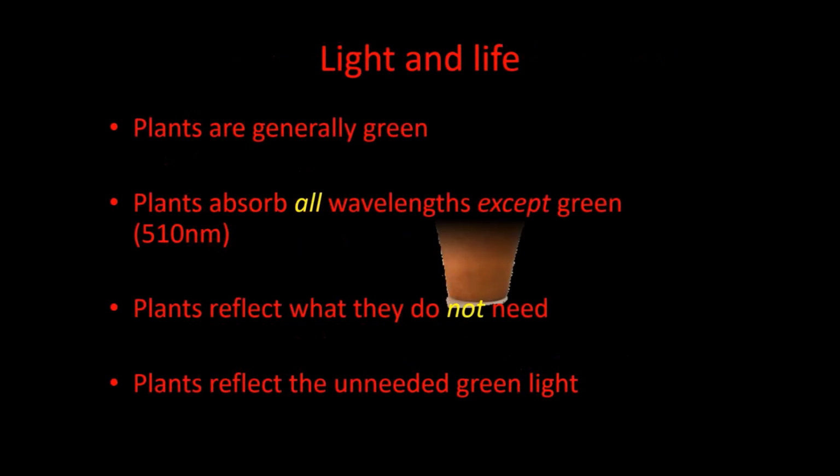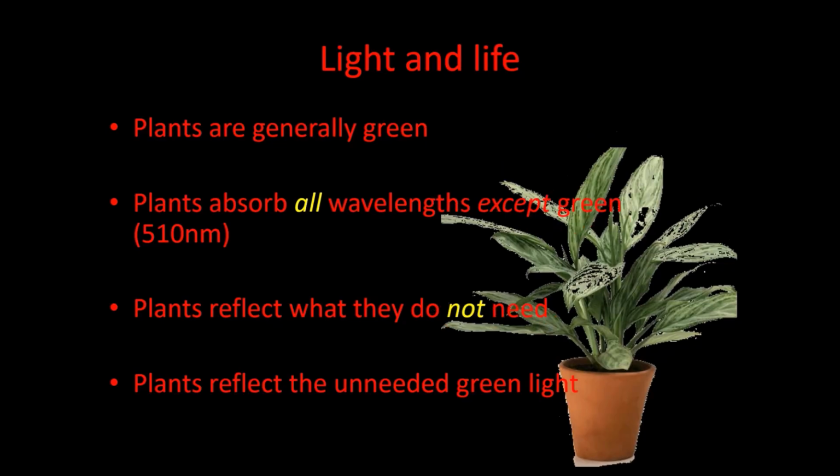So as I said, we saw a plant there, and plants are generally green. Not all, but mostly green. And plants tend to absorb all the wavelengths of light coming from the sun except green, which they reflect back, which they don't need to generate their energy. So plants tend to reflect 510 nanometer wavelengths.